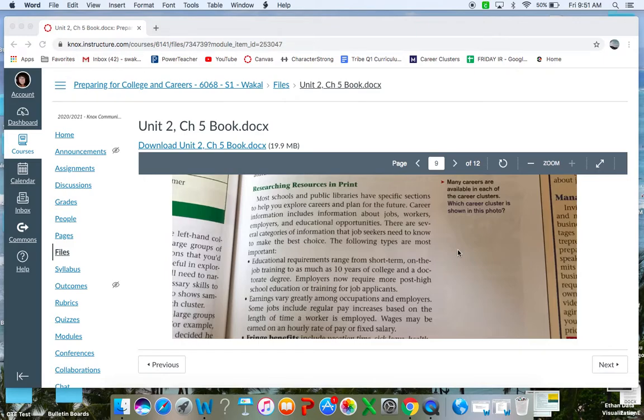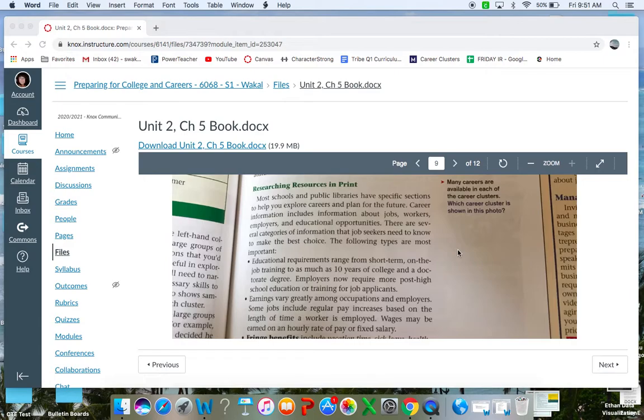So researching resources in print. And to me, that's like another part of exploring a career to determine whether or not you would like that type of job or not. So it says most schools and public libraries have specific sections to help you explore careers and plan for your future. Career information includes information about jobs, workers, employers, and educational opportunities. There are several categories of information that job seekers need to know to make the best choice. You are a job seeker at this point, and this is what you need to try to make the best choice. So these are all things that you need to think about.